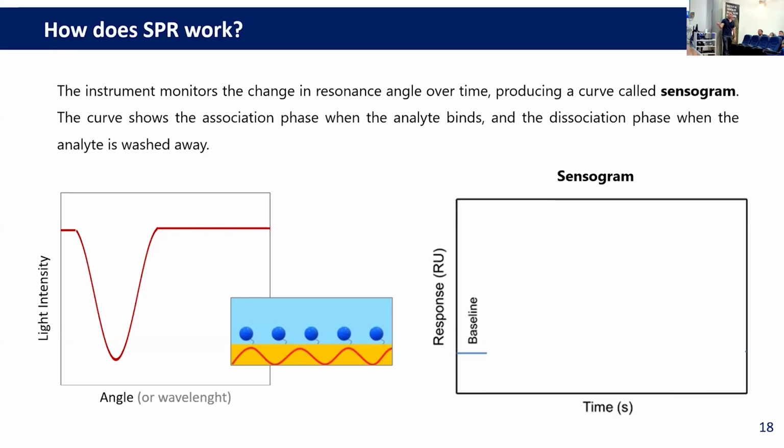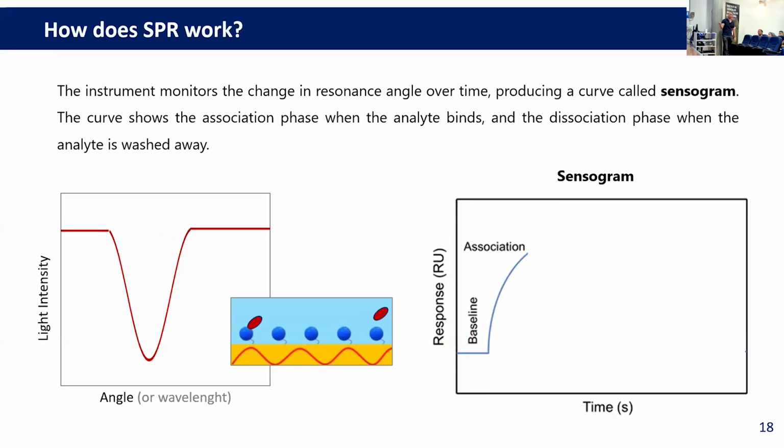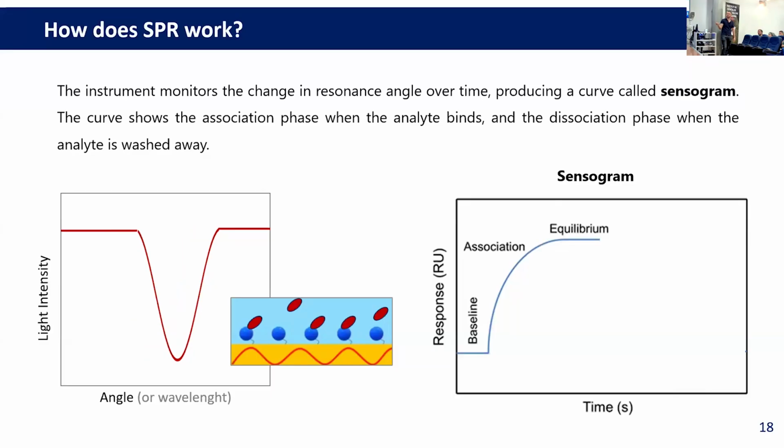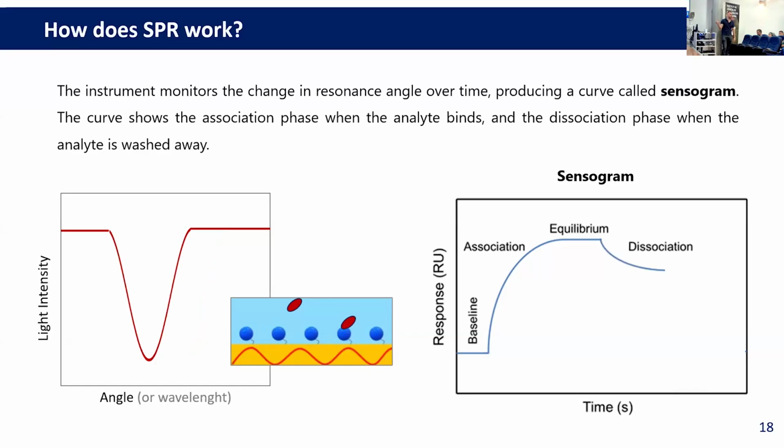Okay, so at the beginning, when all the ligand is free, we have our sensogram at the baseline. But as we flow a molecule that is binding to this ligand, we have the association part in which the angle changes, the mass changes, and as a result, the response unit increases. This is the association part. And then after some time of injection, we're going to reach a stage where either all the ligand is saturated or we reach an equilibrium where the velocity of molecules binding to the ligands is the same as they are releasing. And after we wash with some buffer, we're going to have the dissociation process.